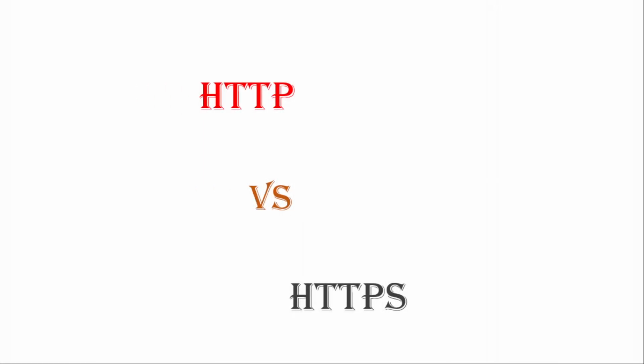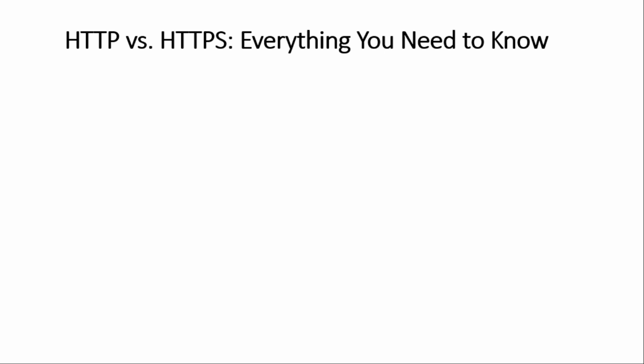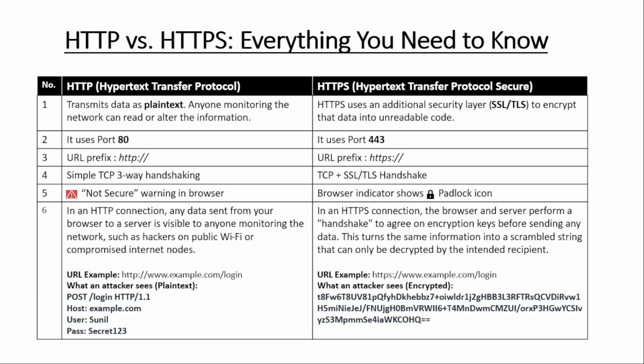HTTP versus HTTPS. Everything you need to know about this. These are the two protocols which are being used for data transmission. They are a part of the application layer in the OSI model. HTTP is the Hypertext Transfer Protocol, whereas HTTPS is HTTP plus secure. So let's understand the difference between them.